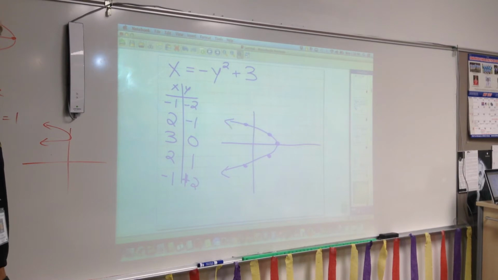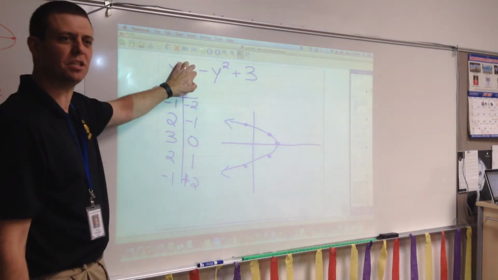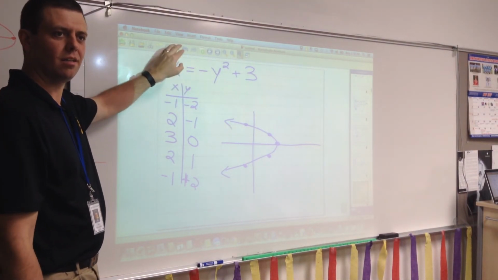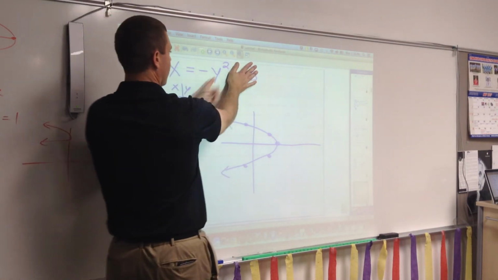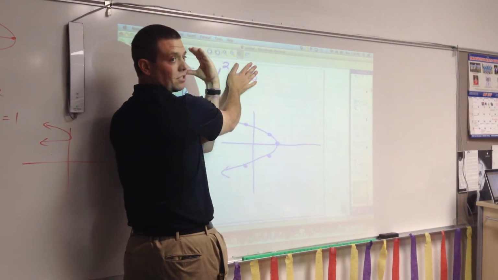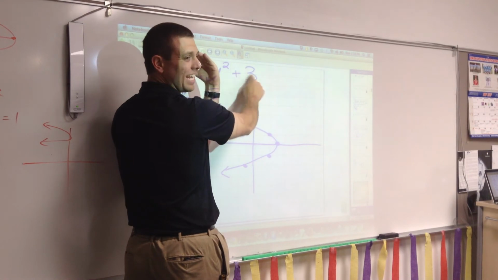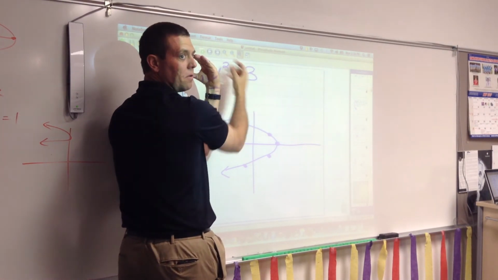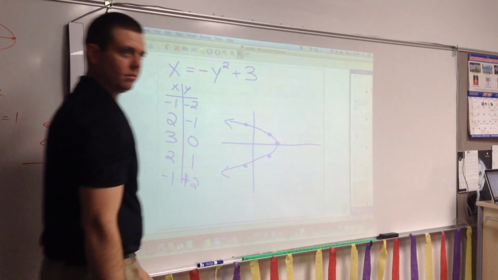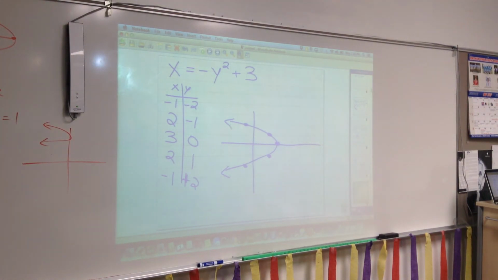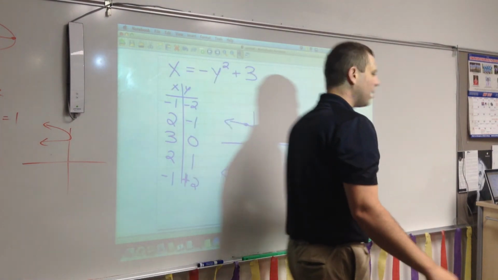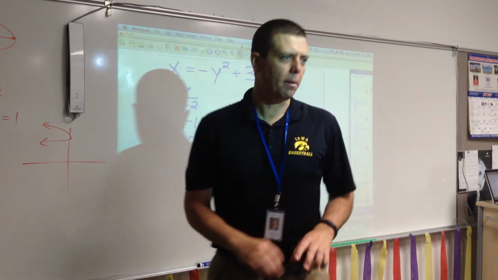The reason why is because now we're writing x equals. What would adding 3 to all of the x values do? It would make it go right. So, alright. See, I told you. If you're able to think of it that way, you could come up with your graph pretty easily.